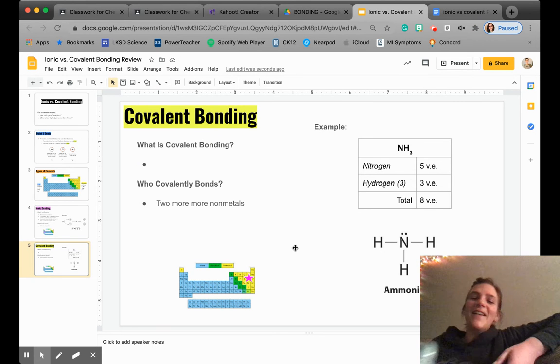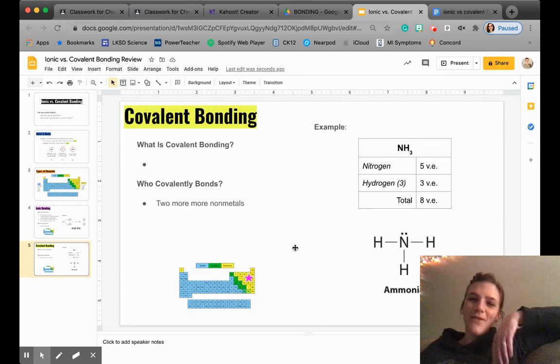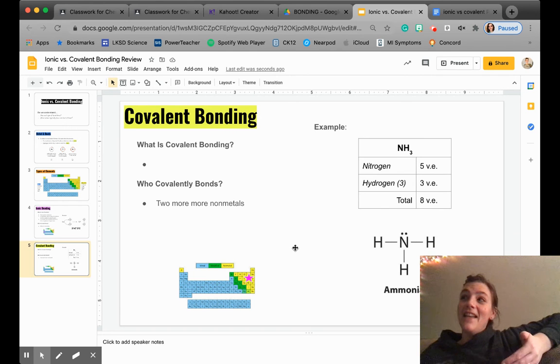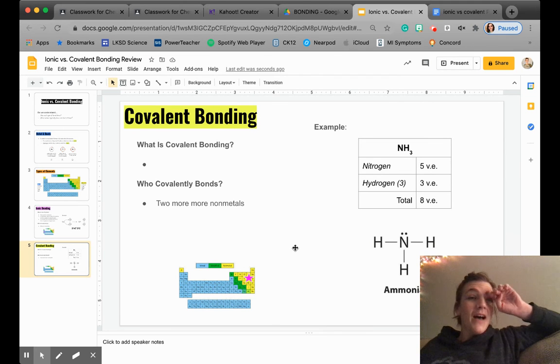So covalent bonding is not the transfer of electrons. Covalent bonding is sharing electrons. Again, the goal is to try and have an octet, or in hydrogen's case, a duet. And rather than transferring electrons, why don't we just share and make everybody happy all the time, right? There are 3 types of covalent bonds. We can have single bonds, double bonds, and triple bonds.